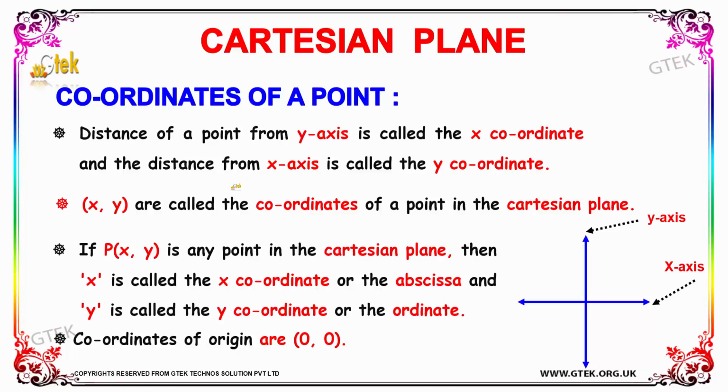If P of x comma y is any point in the Cartesian plane, then x is called the x-coordinate, or else we can say abscissa, and y is called the y-coordinate, or we can call it the ordinate. Coordinates of the origin are 0, 0. Hope you remember this point, which has been asked in one of the questions we saw before.